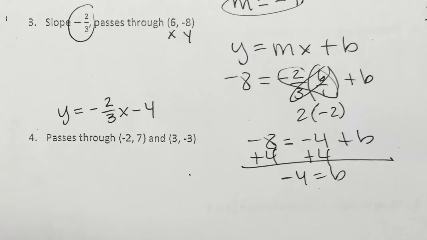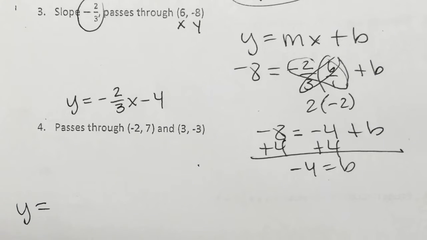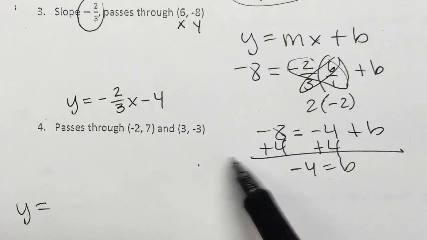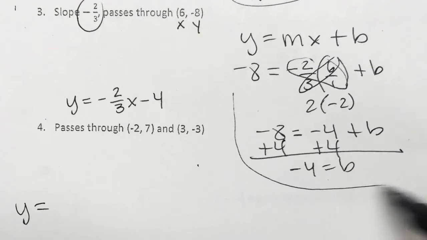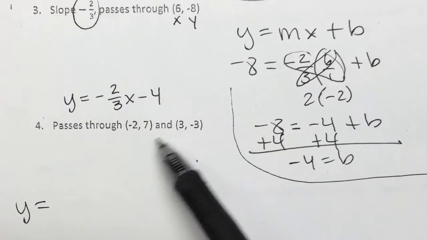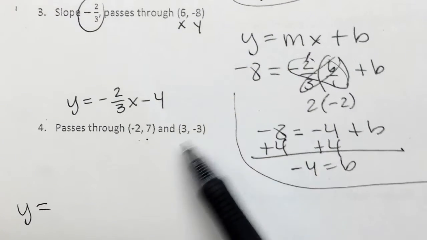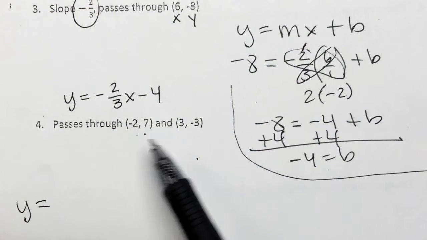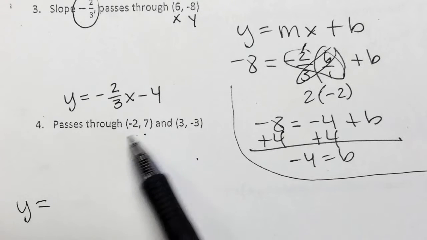Alright, Catherine, what'd you get for your equation for number 4? I didn't do that one. Alright, let's do it together. That's okay. So what would you find first then, Catherine? I don't know. To find b, you would have to plug in y and x and m, right? But you only have a y and an x, so we need to find what first?